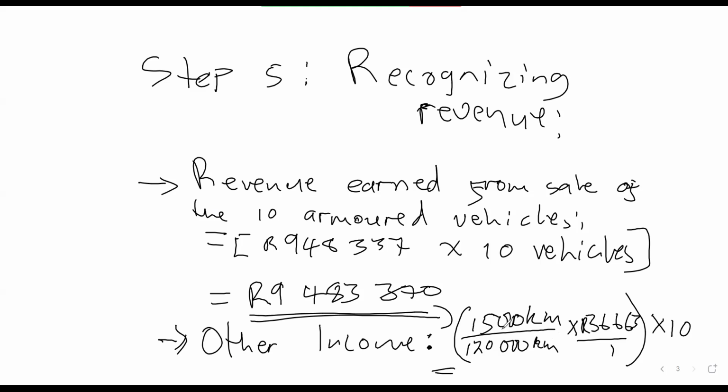So how much is that going to be? 4,583. Then times 10 vehicles, because remember they bought 10, it's 45,829. So this 45,829 is the other income, or part of revenue. In any case, it's revenue anyway, but this is revenue from the service plan. Does it make sense, sir?